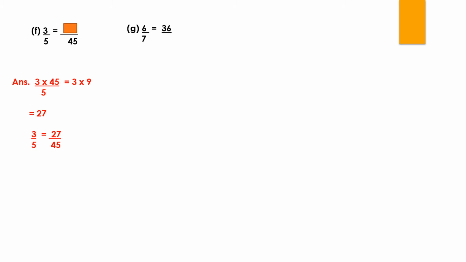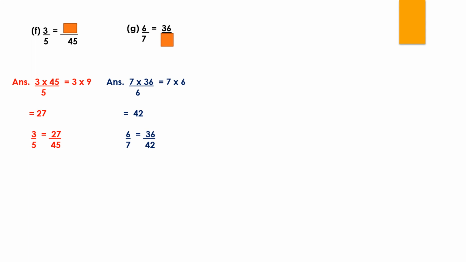Now G part, 6 upon 7 equal to 36 upon dash. Now same way, 7 multiplied by 36 upon 6. Now 6 and 36 both come in the table of 6. So the numerator part that will be left is 7 into 6. 7 sixes are 42. Now the fraction: 42 you will write on the denominator, and the fraction will be formed 6 upon 7 is equal to 36 upon 42.